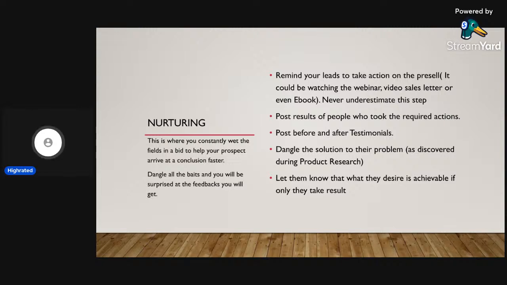So the next part of this call is nurturing. What do I mean by nurturing? This is where you constantly wet the field in a bid to help your prospect arrive at a conclusion faster. During that pre-sale, it's like you have planted a seed in their heart about that product. Then you now start nurturing them, putting it on your status, like you're baiting them, explaining the benefits of people who have done it, and so on. Do you get it?